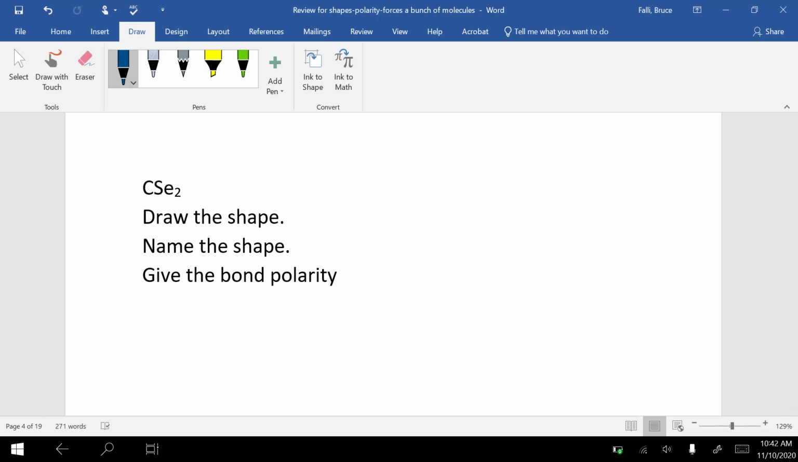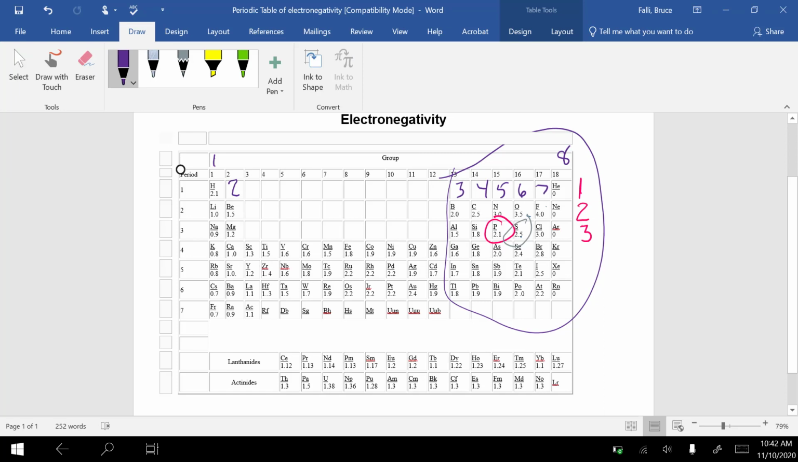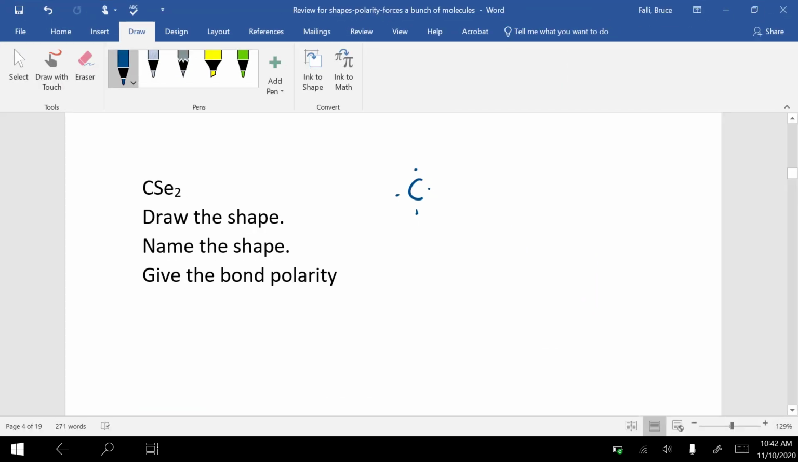CSe2. Uh-oh. I don't know this one very well. Carbon has 4 valence electrons. Se, I'm not sure of, to be honest with you. Got to find me some selenium. Se is right here, okay? So Se has 6 valence electrons. I'm going to erase that to make sure that's Se. It is. So I got 6 valence electrons for Se.